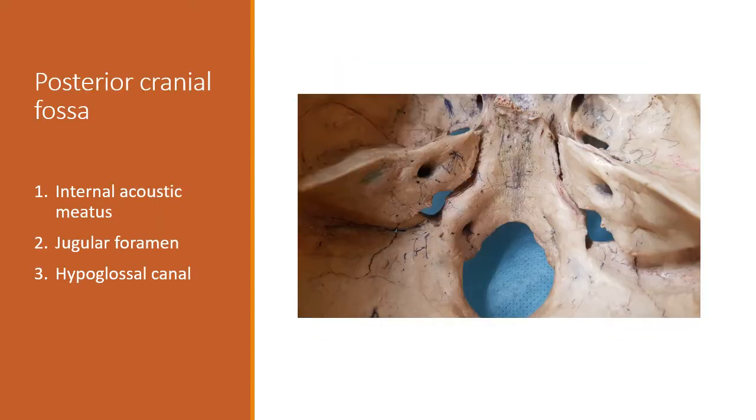This is an enlarged picture to show the lateral side of the posterior cranial fossa, which shows three foramina from above downwards. The first one is the internal acoustic meatus, which lies along the posterior surface of the petrous temporal bone and through which traverse the 7th and 8th cranial nerves. Just below that is the jugular foramen, through which pass the 9th, 10th and 11th cranial nerves. Just below that is the hypoglossal canal, through which passes the 12th cranial nerve.